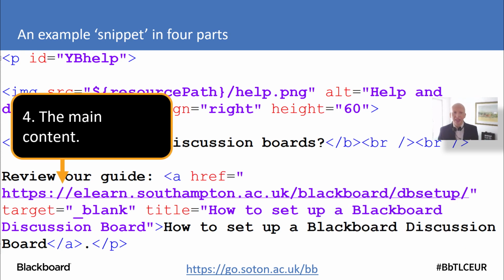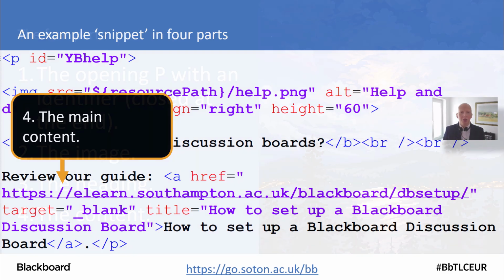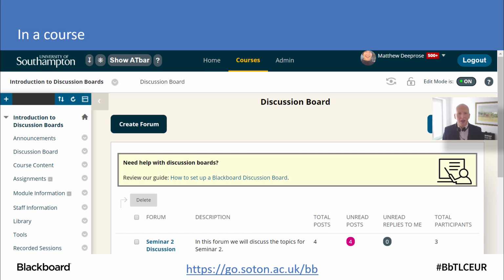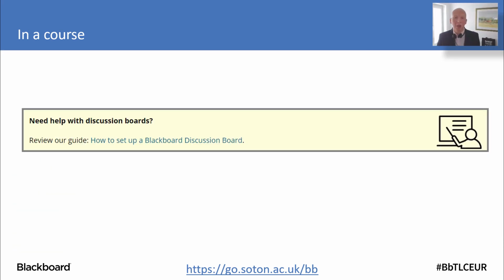Then I have the main content. So that's where I've got a review our guide and then a link which will open in a new tab, because it's target = blank. The link has a title, so when I hover my mouse over that link, the title appears as kind of a tooltip, and then the actual text that makes up the link, how to set up a Blackboard discussion board. So what we had were 4 parts. The opening P with an identifier, YB help, which was closed at the end, the image, the heading, and the content. So now I'm going to show you how that looks with the real yellow box.